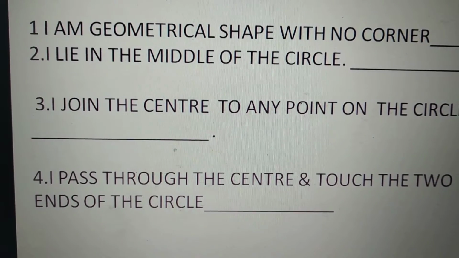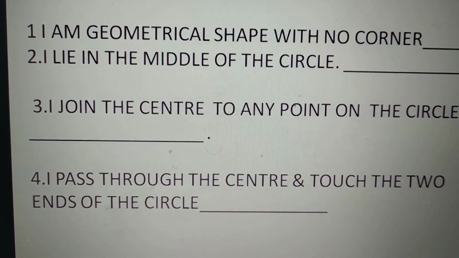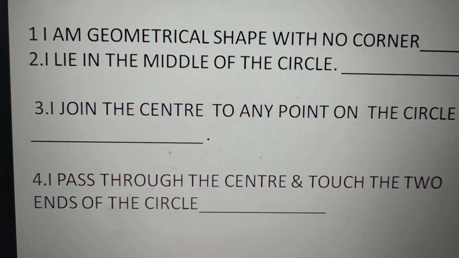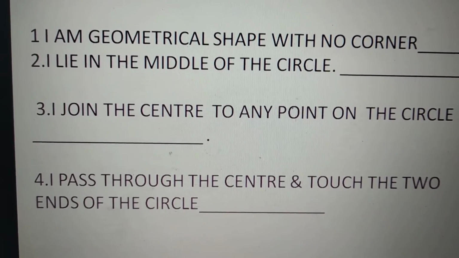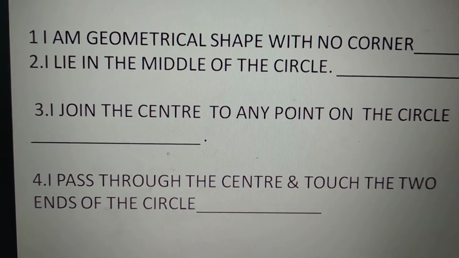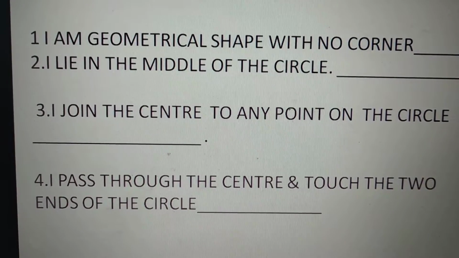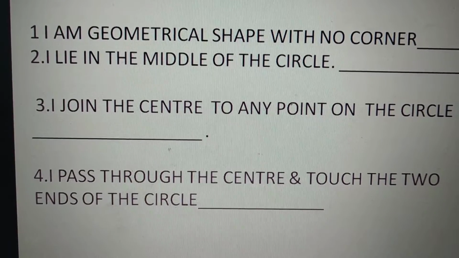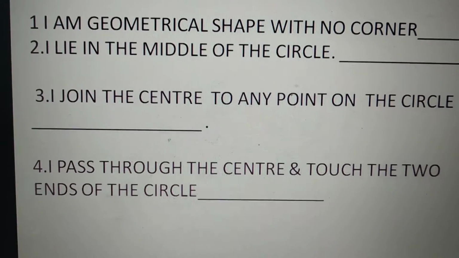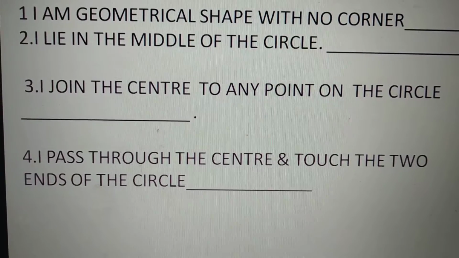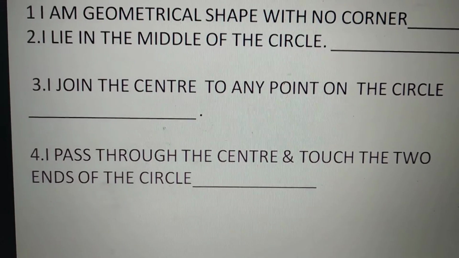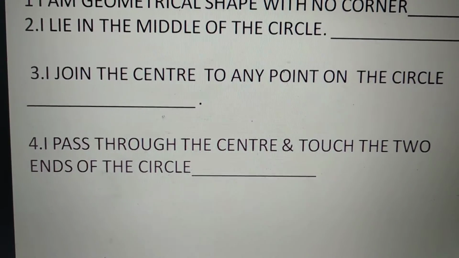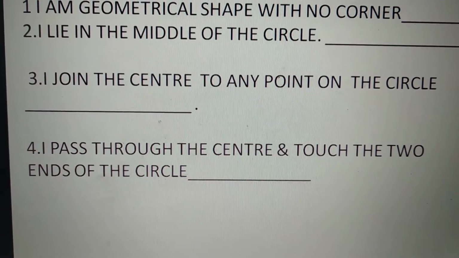Now quiz time. Answer what they are. First, I am geometrical shape with no corner. Students, I have given this in your assignment and you will write there. Second, I lie in the middle of the circle. Third, I join the center to any point on the circle. Fourth, I pass through the center and touch the two ends of the circle.